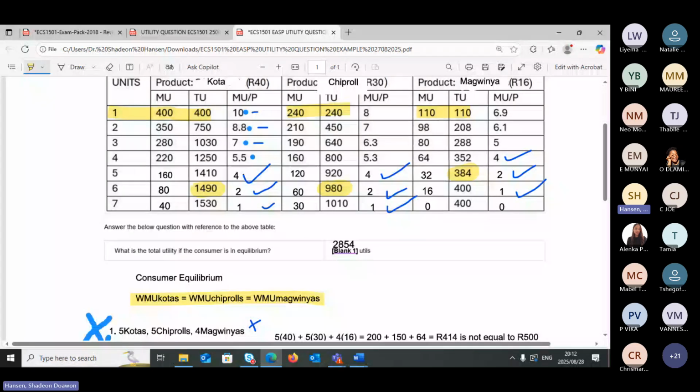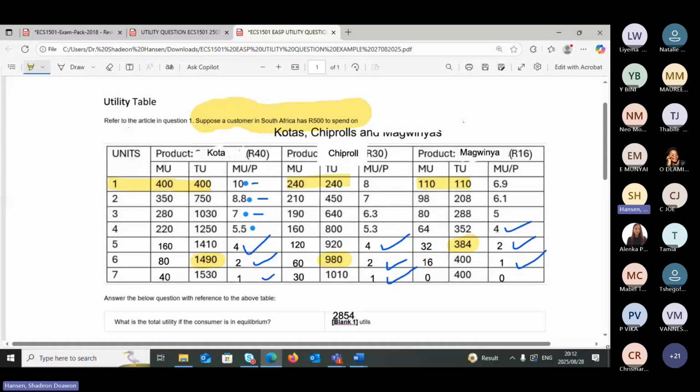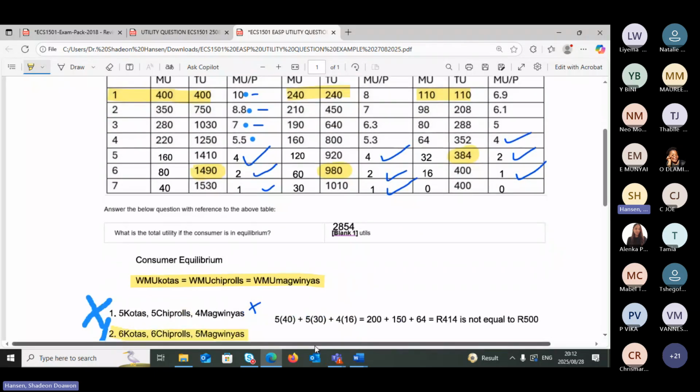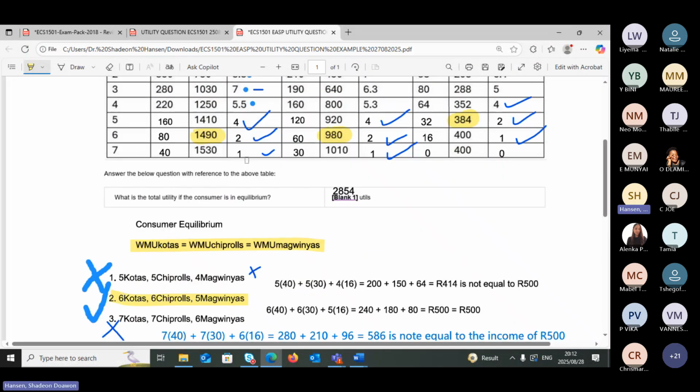All right, we're testing it now. The income that we were given is 500. The price of a quota is 40 rand, the Chipperal is 30 rand, and the Maguinha is 16 rand. So let's look at our first instance. The first bundle is 5 quotas, 5 Chipperals, and 4 Maguinhas. The second bundle, where the 2 is, is 6 quotas, 6 Chipperals, and 5 Maguinhas. The third bundle, where the 1 is, is 7 quotas, 7 Chipperals, and 6 Maguinhas.